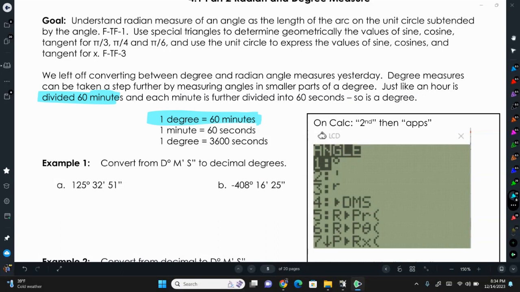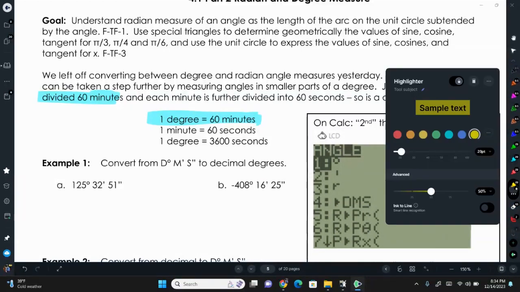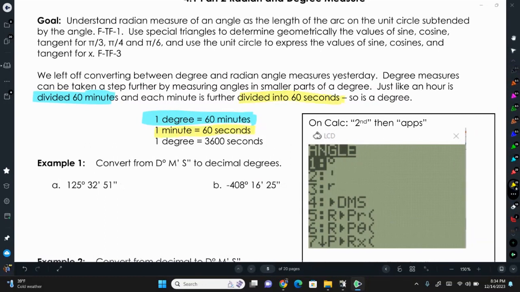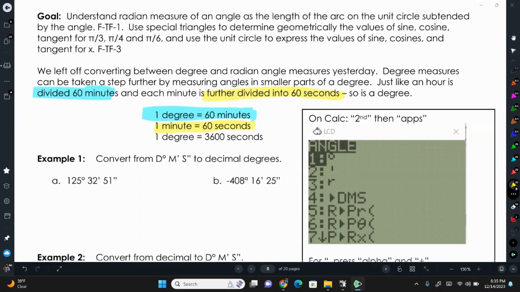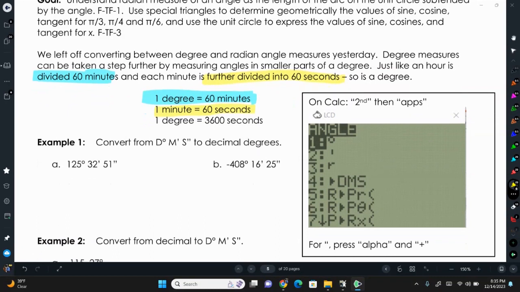Well, we can also divide each minute into 60 seconds. So we can really get down to the nitty-gritty with these degree measures, because if we're thinking about something like the Earth, the difference between 30 and 31 degrees when you're looking at the Earth, that is a big area, and then we can use minutes and seconds to pinpoint that exact location instead of decimal approximations.